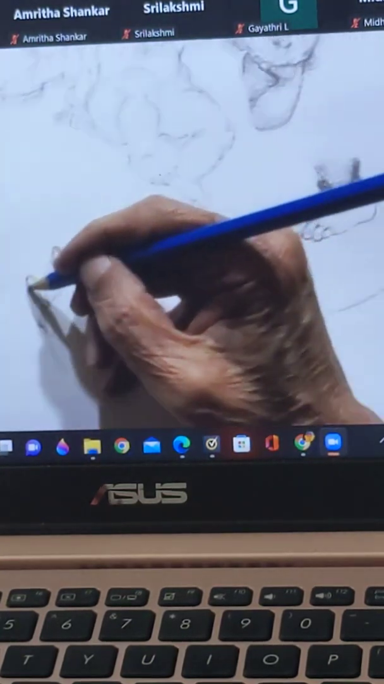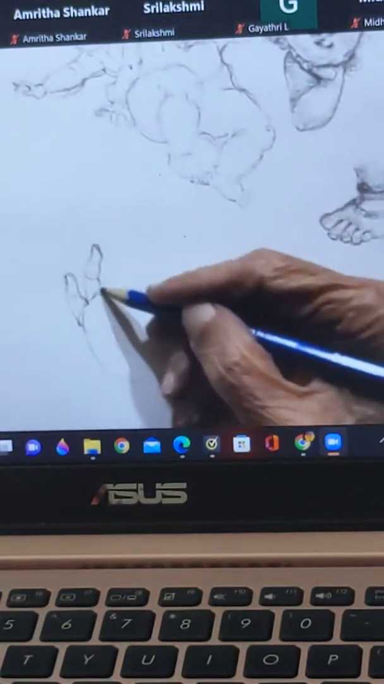The tip of the finger is generally sharp. This is keeping aesthetics in mind again.